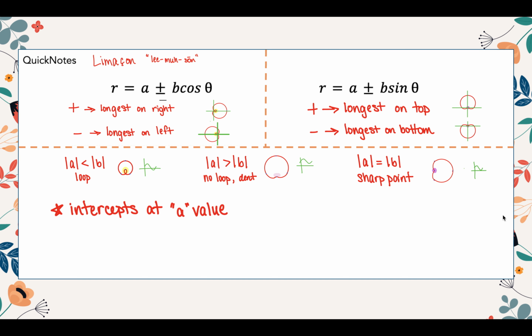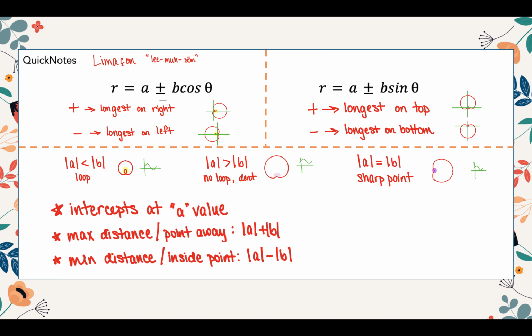So a couple things to notice, our intercepts are at the A value, and I'm going to pull up a picture to kind of show you that. Our maximum distance, or the maximum point away, is the absolute value of A plus the absolute value of B. And then our minimum distance, or our inside point, is the absolute value of A minus the absolute value of B. So to demonstrate that, I have this sketch here.